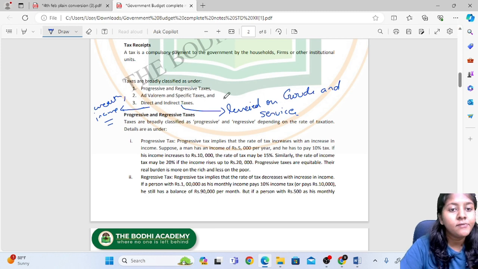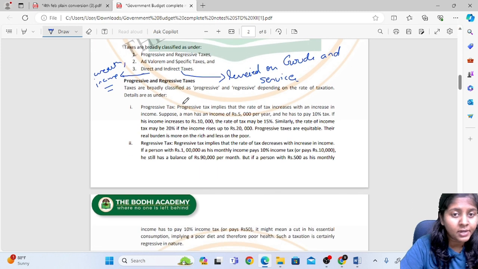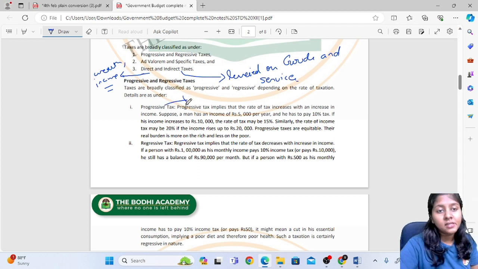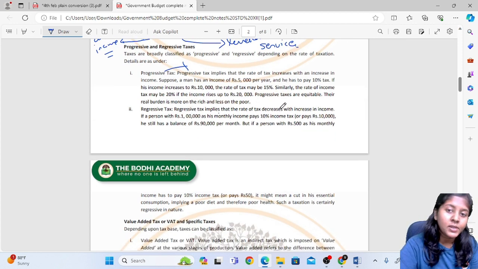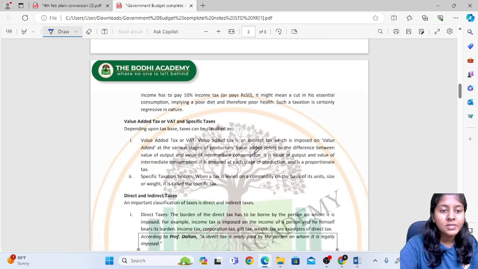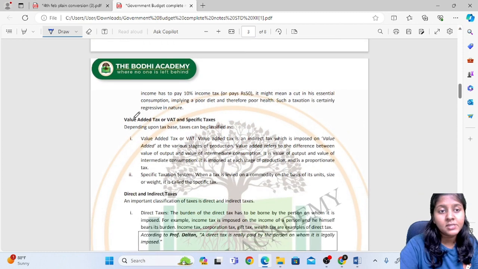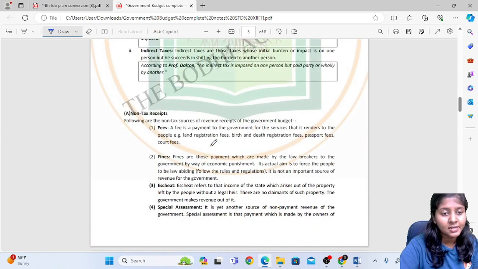Then we have progressive and regressive tax. Progressive tax is a tax where, with an increase in income, the tax rate rises. Regressive tax implies that the rate of tax decreases with an increase in income. So this we have seen. Then also we have seen value added or specific tax, and direct and indirect tax.